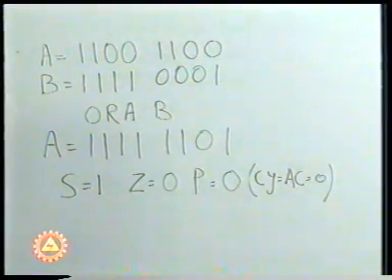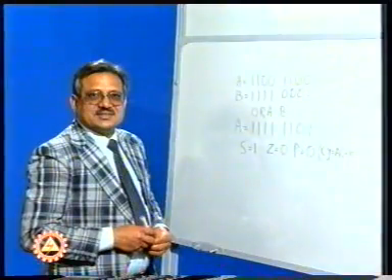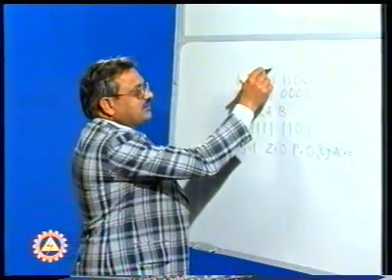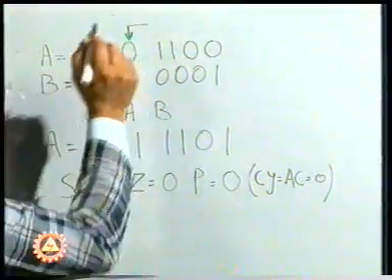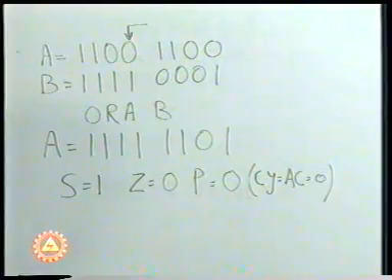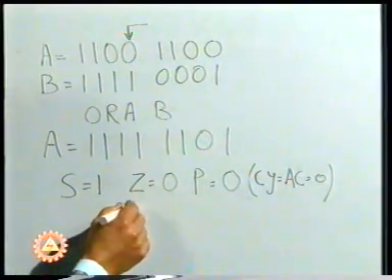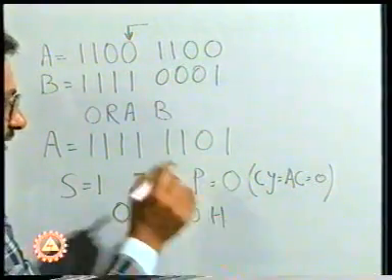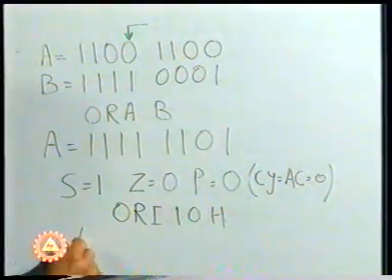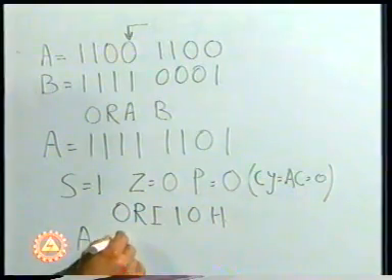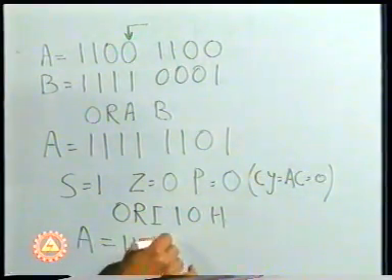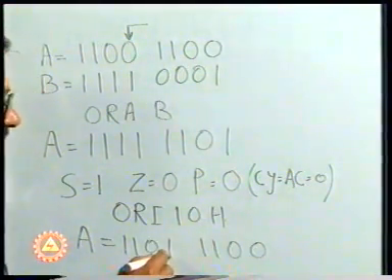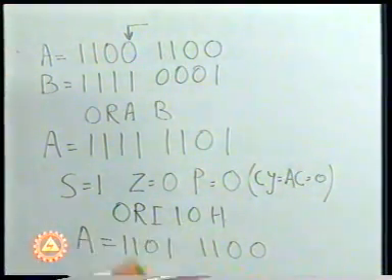Now we discuss the application of OR instruction, that is, it's used for bit setting. Let's say that this particular bit we want to set, that is A4. Now for this we select an instruction ORI 10H. Now this results in the content of accumulator being 1101 1100. So this bit is set by executing this instruction.